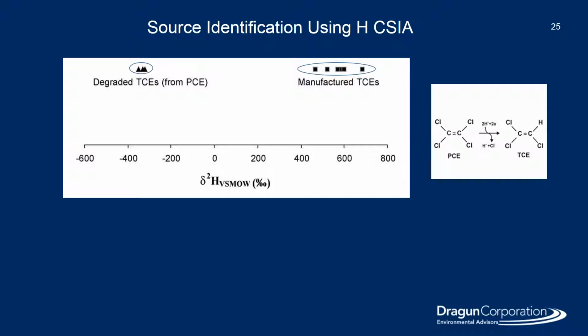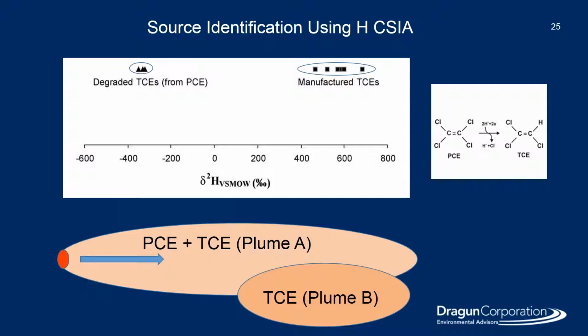So if we have a TCE plume, which is like a byproduct of PCE, which we call plume A here, and we have another TCE plume nearby, which we call plume B, we can use hydrogen isotopes to see if these two plumes originated from the same source.